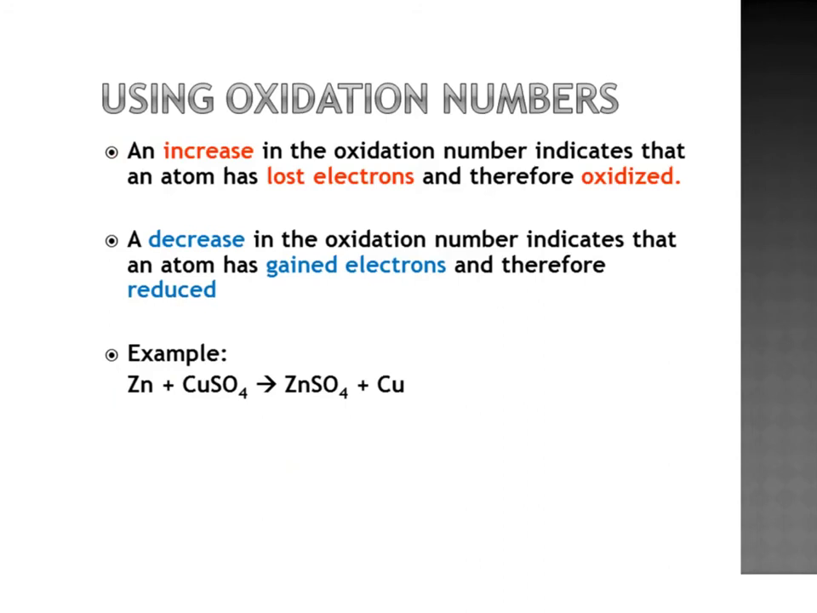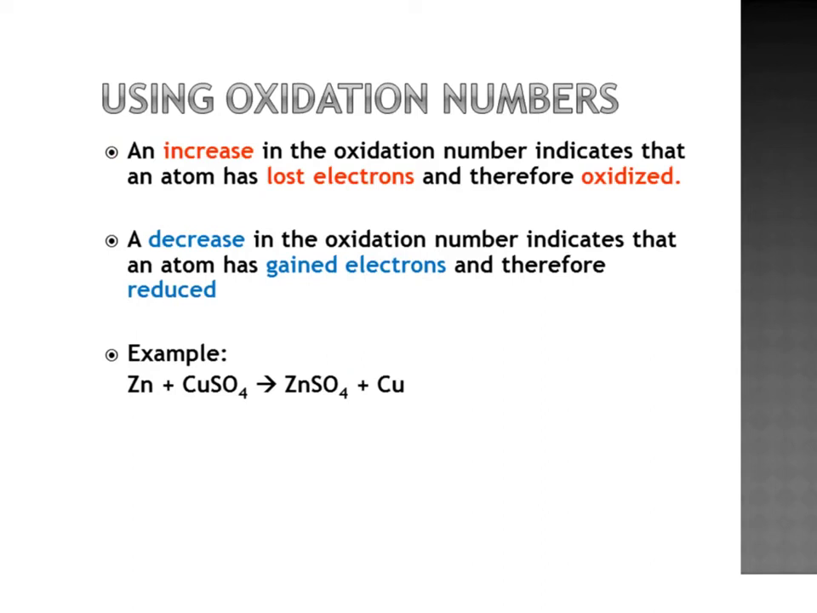We can use oxidation numbers to identify if something is being oxidized or reduced. An increase in the oxidation number means that the atom has lost electrons and has been oxidized. A decrease in the oxidation number means that an atom has gained electrons and therefore has been reduced.